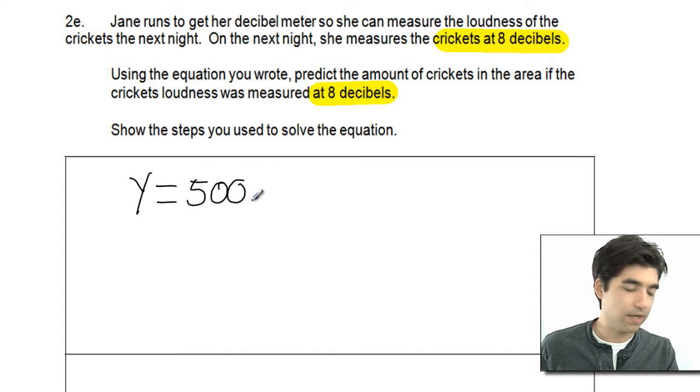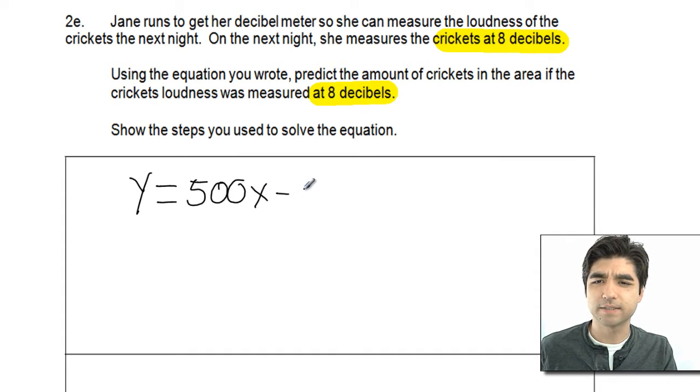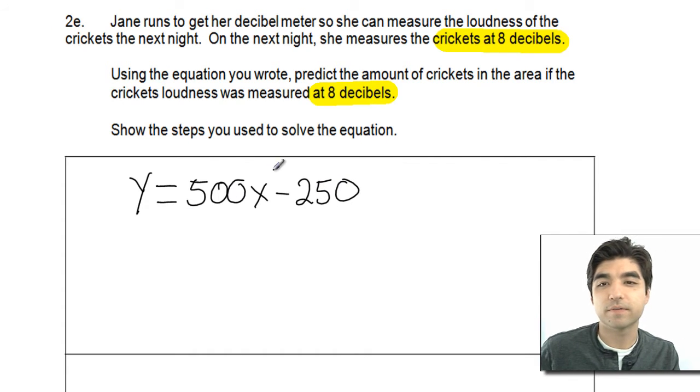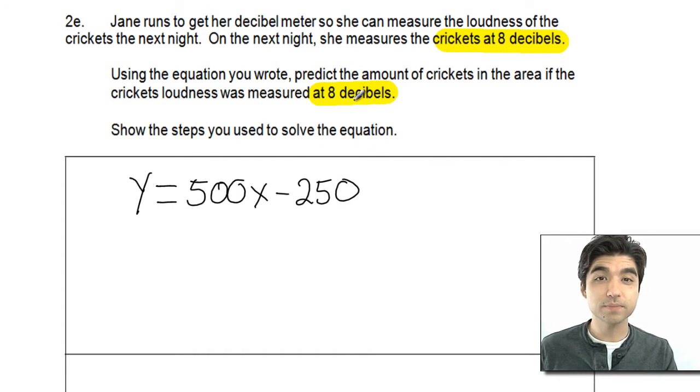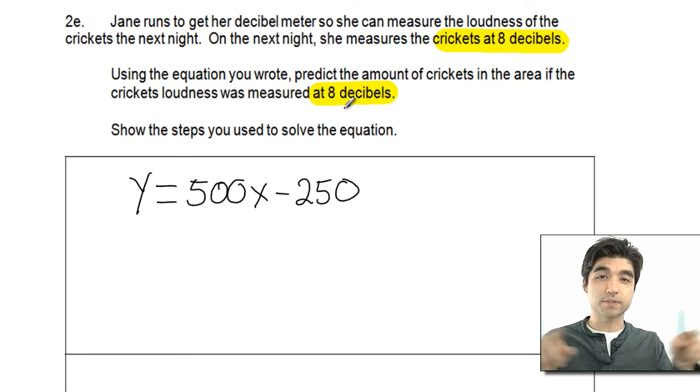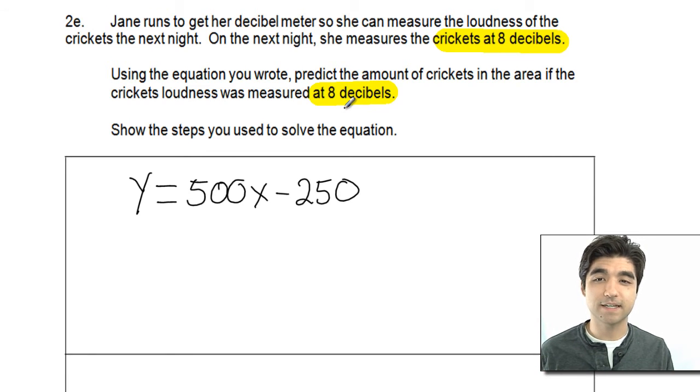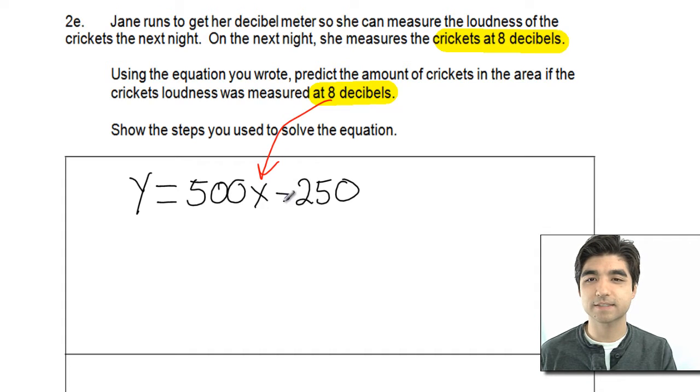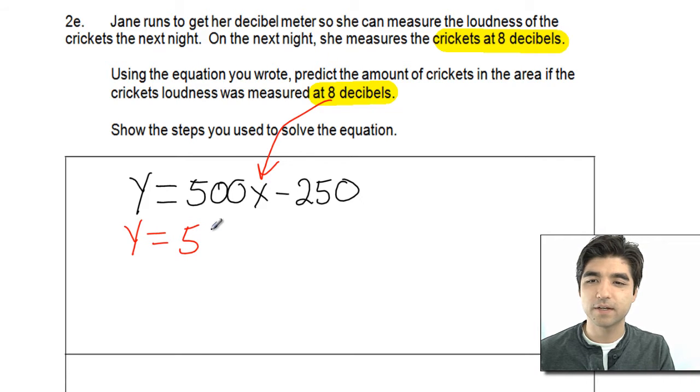y equals 500x minus 250. Now the decibels, remember, is on the horizontal axis, so that's the x-axis. So we're going to put this number in for the x. So we have y equals 500 times 8 minus 250.